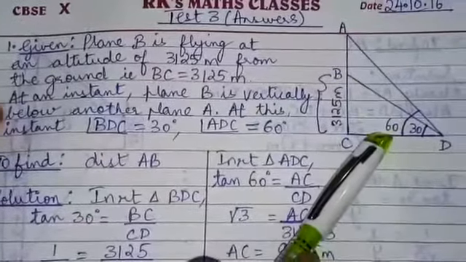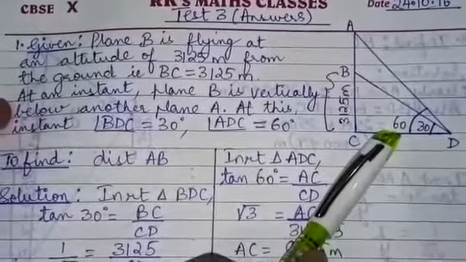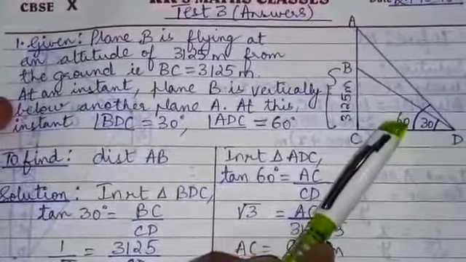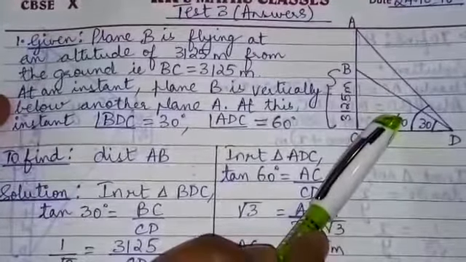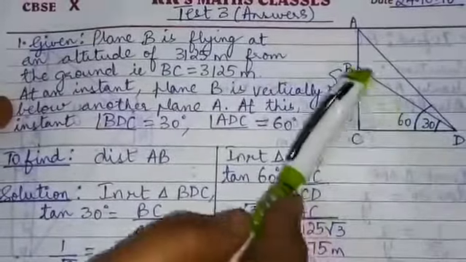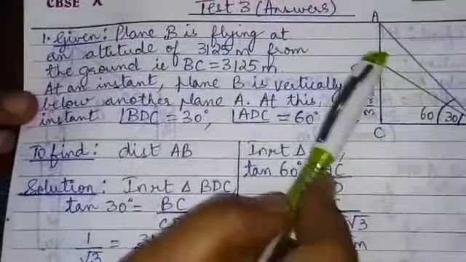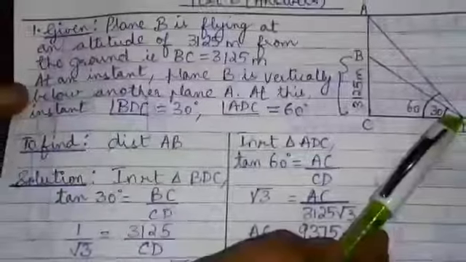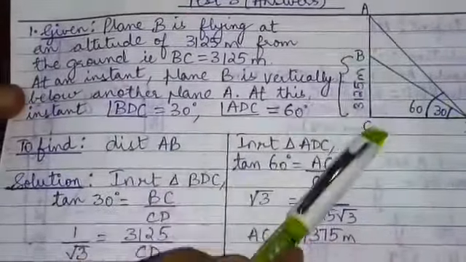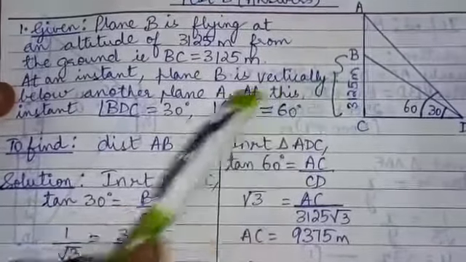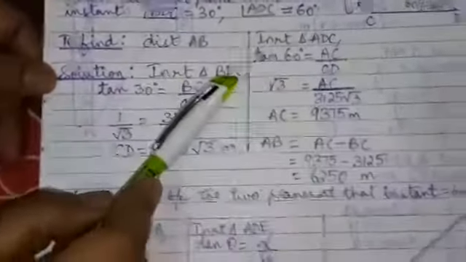Let's start with the right triangle in which we have two things which are known to us. So in right triangle BCD, we know angle BDC is 30 degrees and the side BC is 3125 meters. So let's take up that triangle. In right triangle BDC.